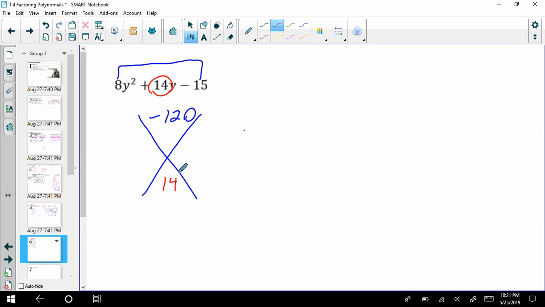Now, it might take you a little bit to figure out the two numbers, but I'm going to tell you it's a positive 20 and a negative 6. They multiply to negative 120, but they add to 14. So let's rewrite it.